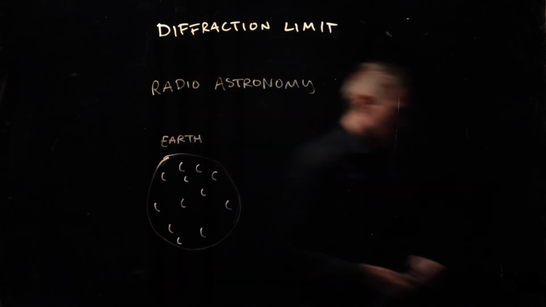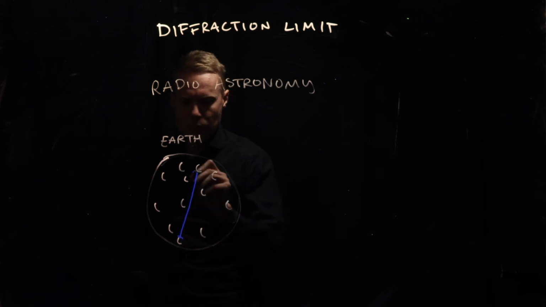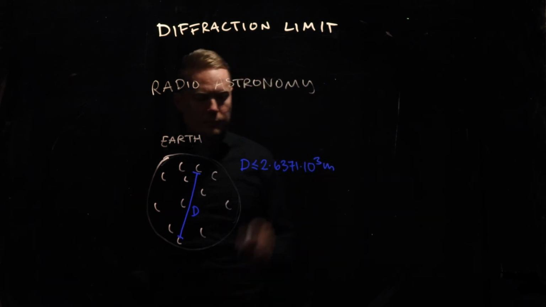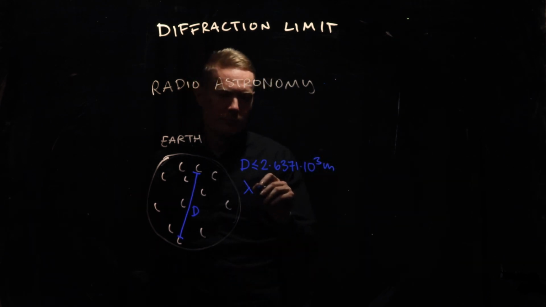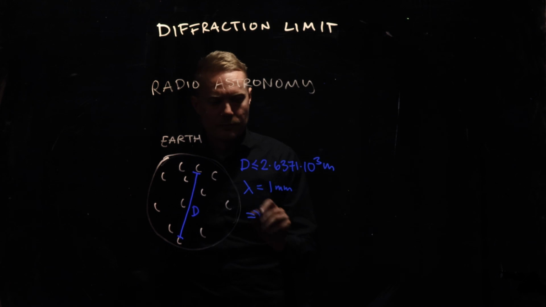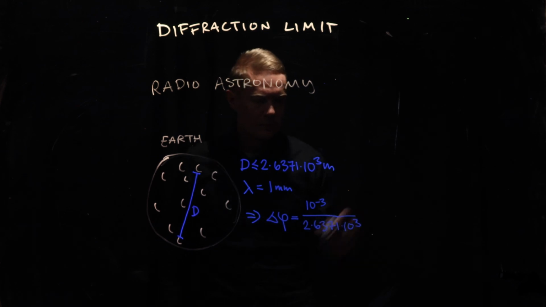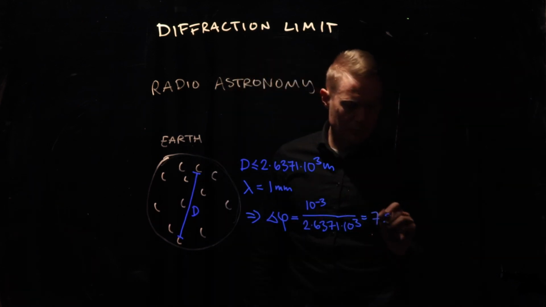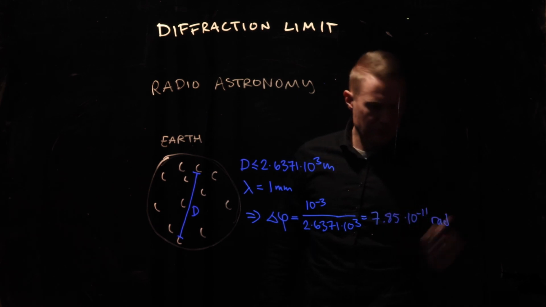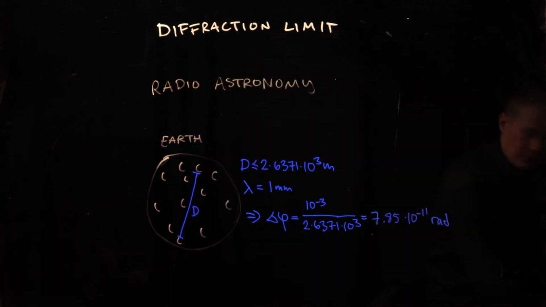We can use our simple diffraction limit equation to study the angular resolution of this type of a radio telescope. The diameter of the aperture in this case can be up to twice the radius of Earth. And in the case of the black hole telescope, the wavelength that was used was 1 millimeter. We have now all of the numbers that we need to calculate the angular resolution of this type of a radio telescope. After plugging in the numbers, this is what we get: 7.85 times 10 to the minus 11 radians. This is approximately 1,000,000 times better than the angular resolution of a human eye.